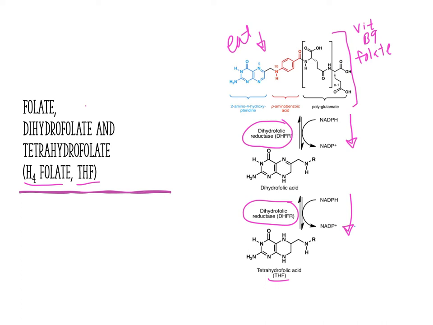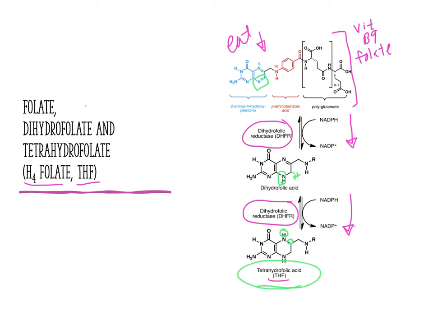So if you'll notice, the first step here adds hydrogen here and here. So if you're looking at this one, you're adding the two hydrogens and the two electrons there. And then the second step, that's also catalyzed by dihydrofolate reductase, does the exact same thing up top, adds this hydrogen, and then there's an extra hydrogen there to get to tetrahydrofolate.